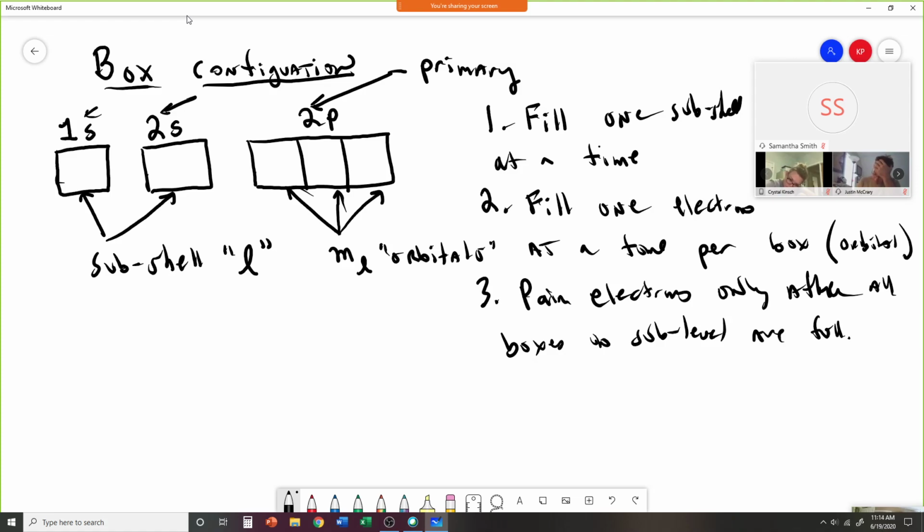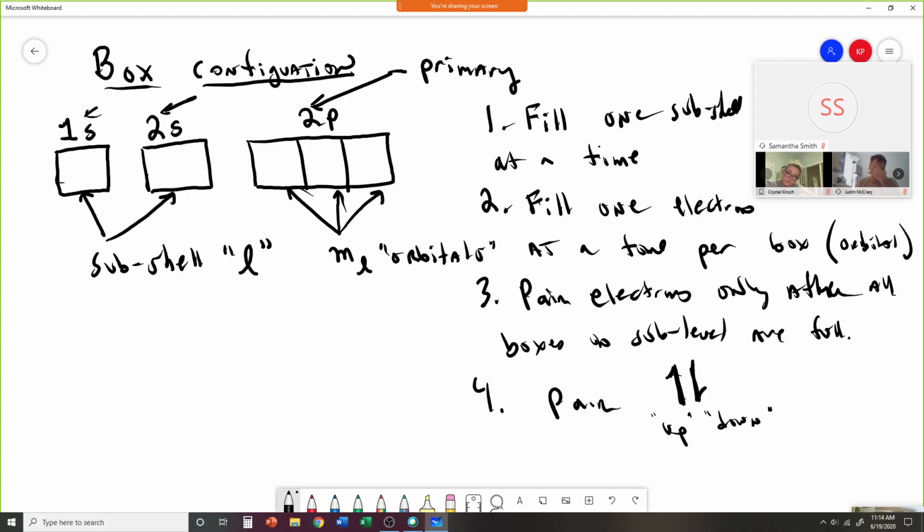So this is the general plan here, okay? We're going to fill one subshell at a time, a subshell being an s or a p or a d or an f. We're going to fill each box one electron at a time, and when we pair electrons, we're going to pair arrow up, arrow down, up, down, when we do pair them. Okay? All right, so that's the rules.